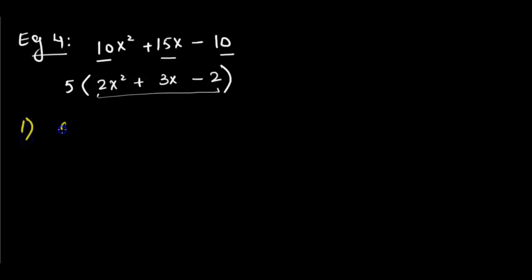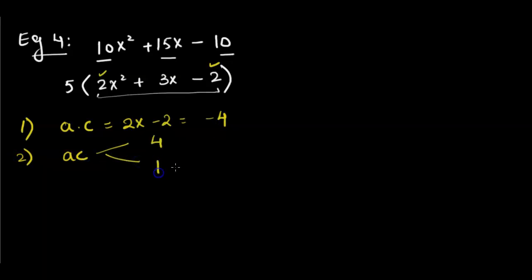First step is product of AC. A is 2, C is -2. We get a -4. Second step is we think of two numbers that AC can be split up into. So the two numbers would be 4 and 1, because the sum that we are looking for is a +3 and the product that we are looking for is a -4.